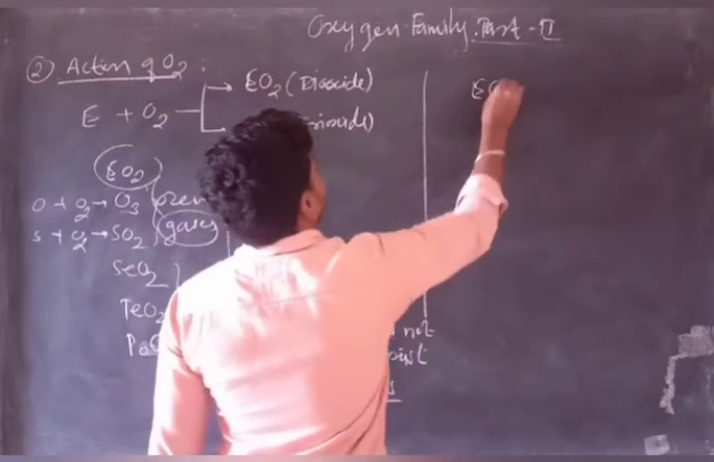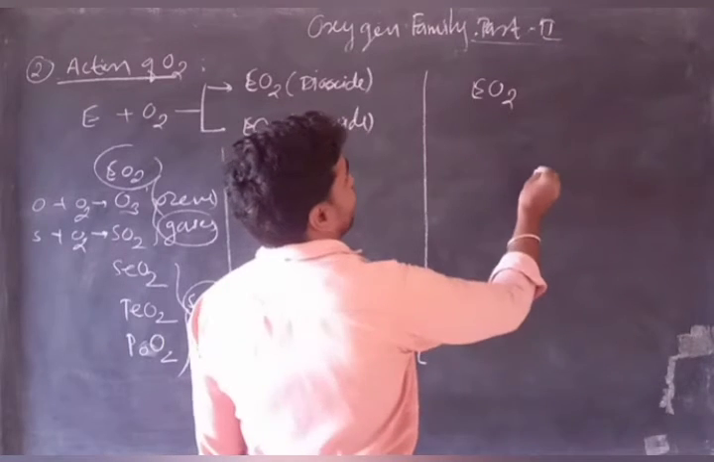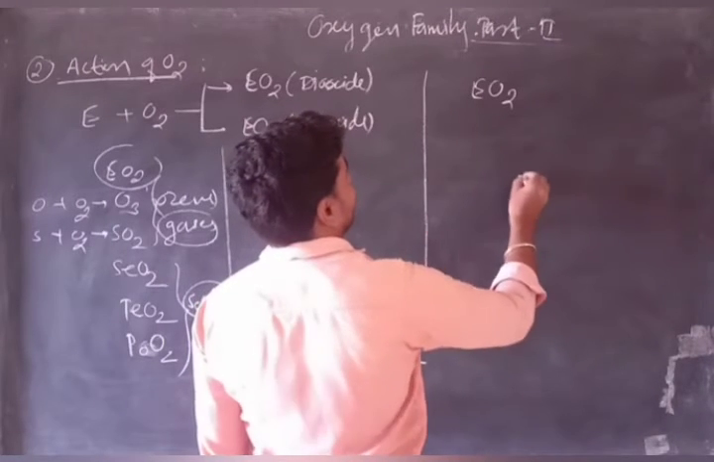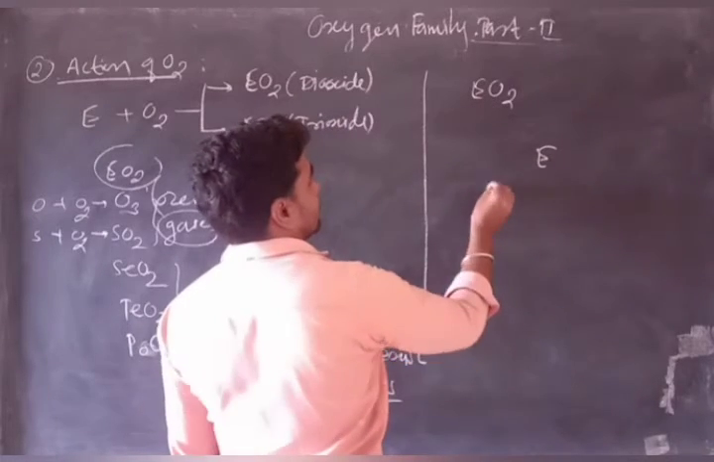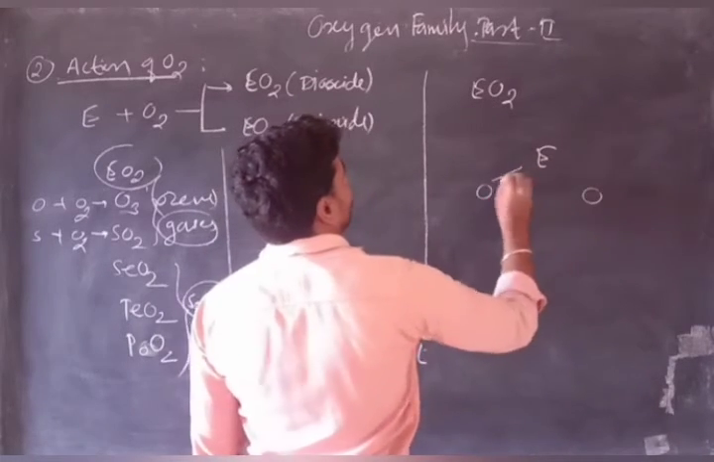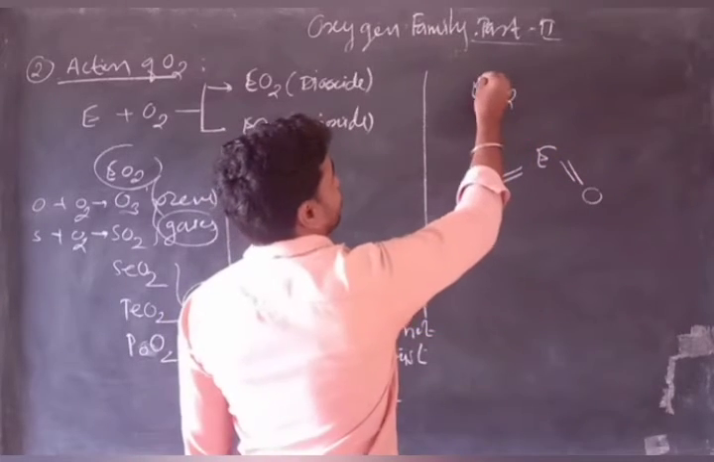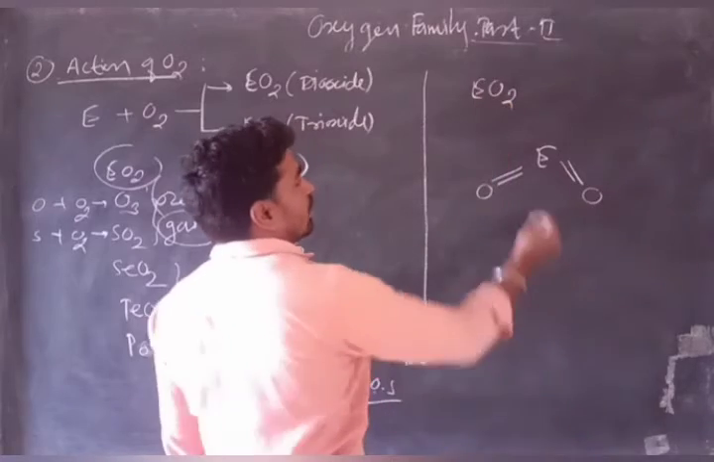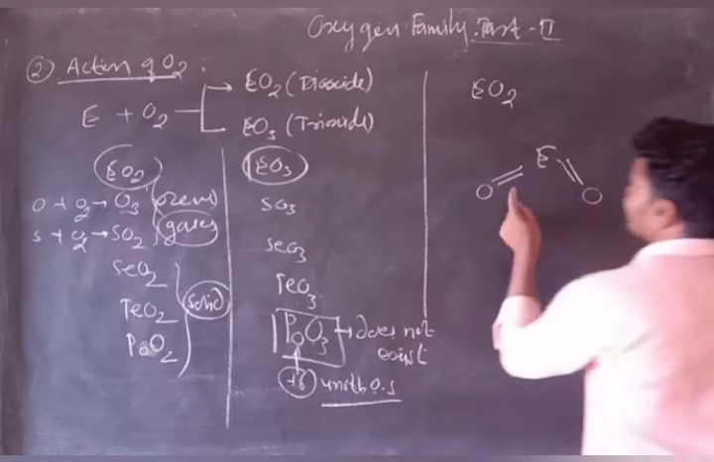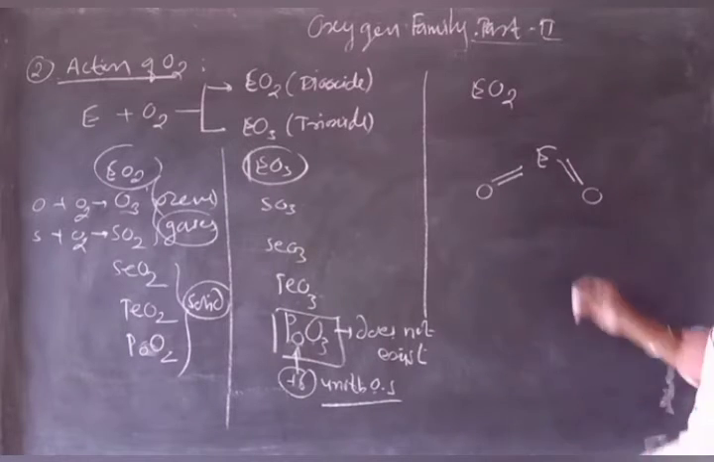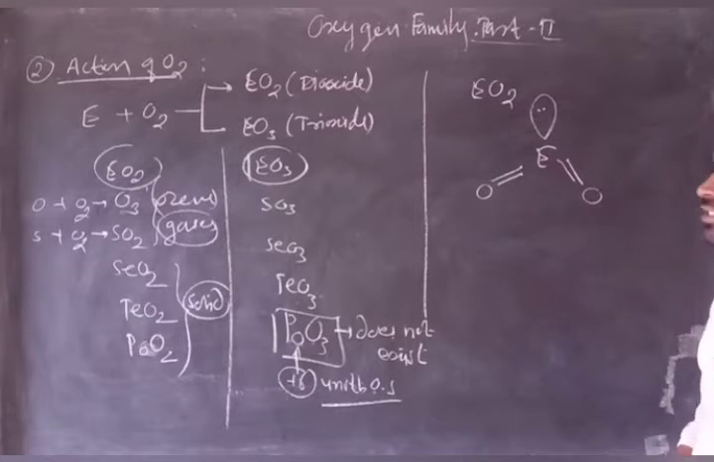When we have the dioxide, it has a structure like that. Here is the central element, and each oxygen forms a double bond with this element. As the oxygen family elements have 6 valence electrons, 4 valence electrons are engaged in the formation of covalent bonds with oxygen, and one lone pair remains.